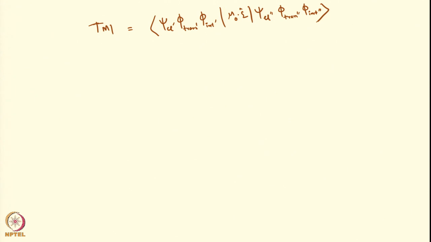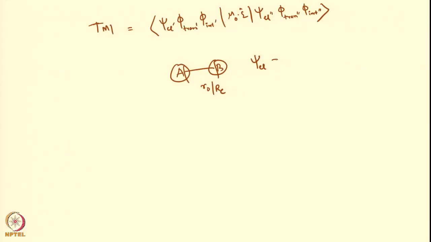Okay. Now, if you are looking at rigid rotor approximation, let us think of a molecule AB separated by distance R naught or R E, whatever, and then it is rotating. So, what will happen to electrons? Nothing will happen to electrons. The electronic part of the wave function remains unchanged.